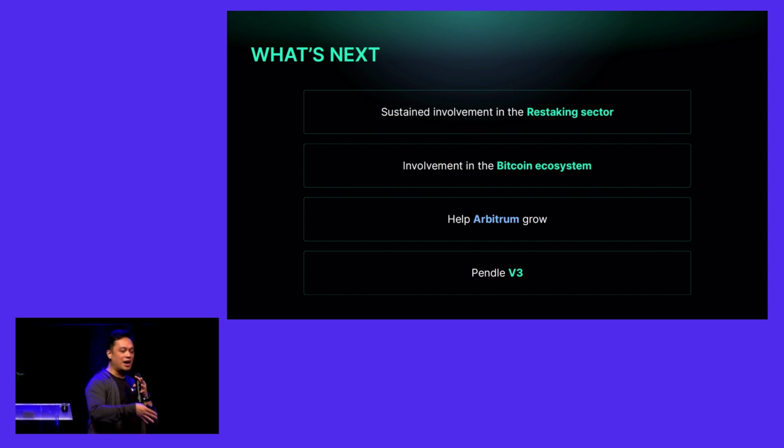And we can do that by taking advantage of money Legos and composability, because all these different Pendle assets can be used across these different DeFi protocols. And in that way, when they grow, then we grow as well. And I think that's a beautiful way to look at how the whole DeFi ecosystem in Arbitrum is growing overall. And I think we can all be synergistic in that manner.